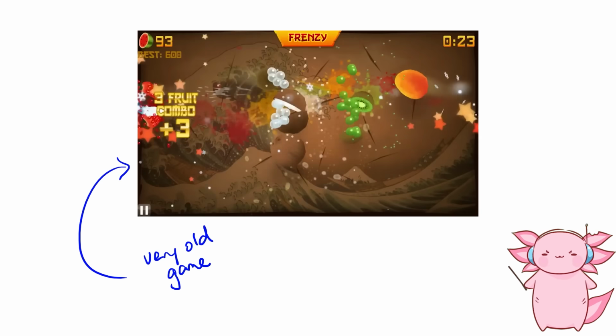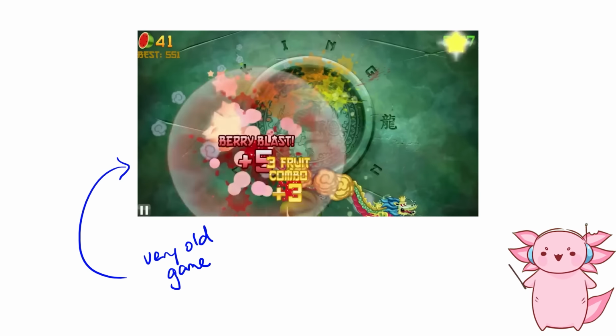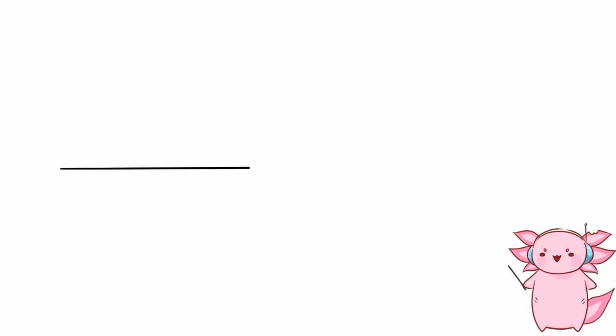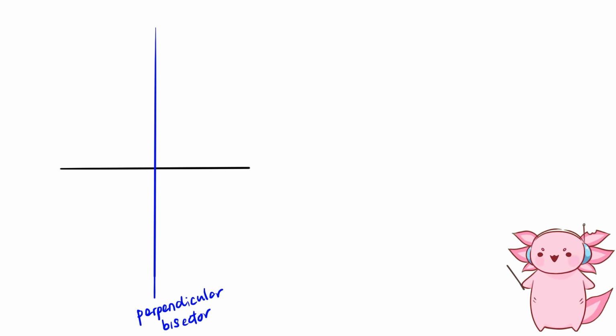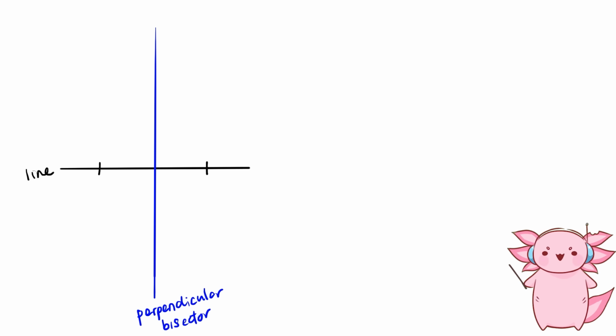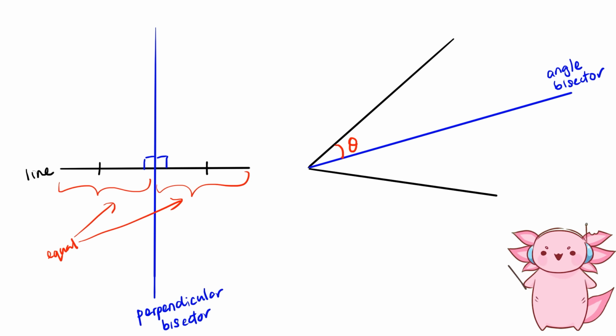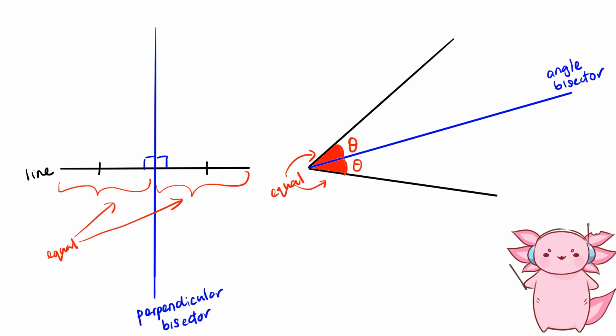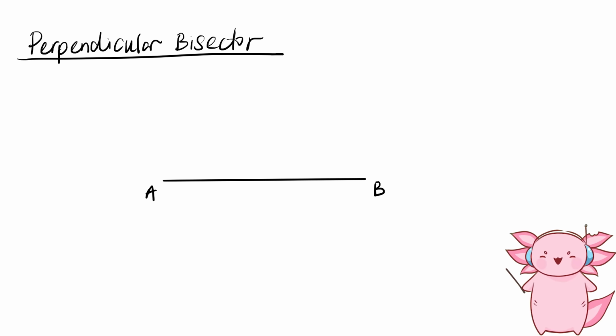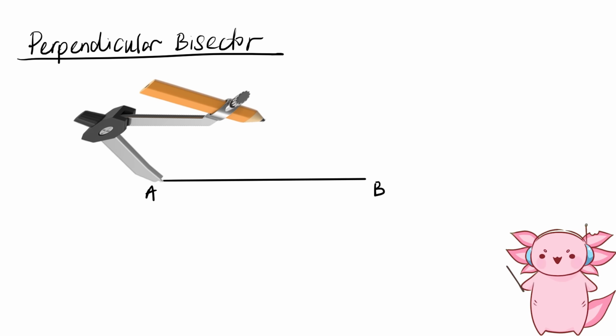Do you guys remember the game Fruit Ninja? A bisector is basically like cutting something in half. So a perpendicular bisector cuts a line in half like this, where these two are equal and this is 90 degrees. And an angle bisector is cutting an angle in half, where this new angle equals to this new angle over here. To construct a perpendicular bisector, we're gonna need a compass for this.